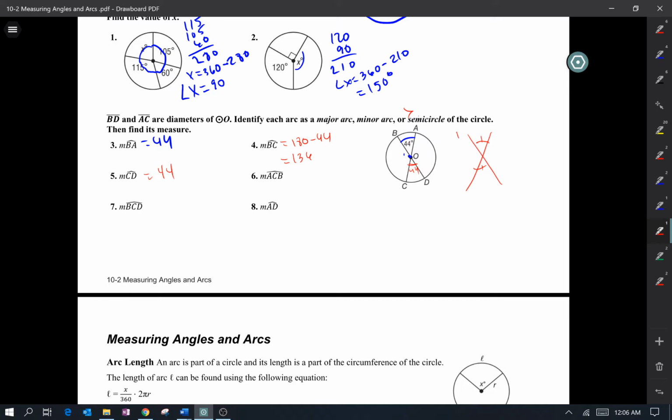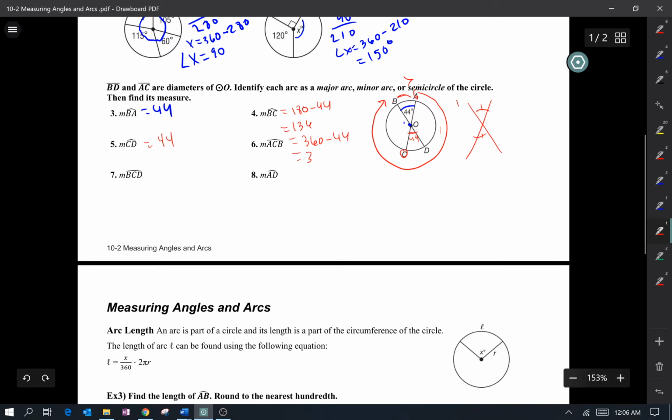And then ACB. Now be careful. ACB is not this angle. ACB is this angle right here, going around that way. So that would be equal to 360 degrees minus 44. So 318 degrees.